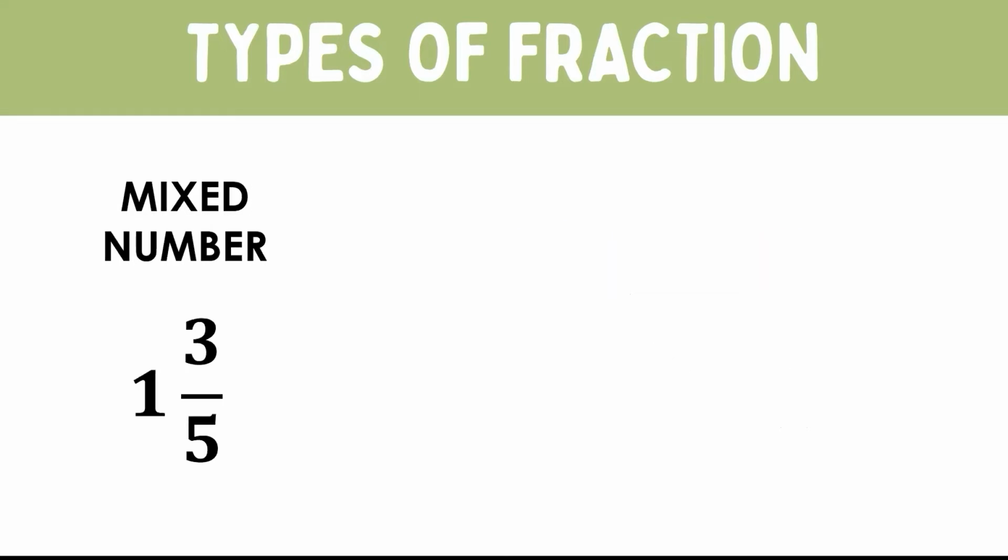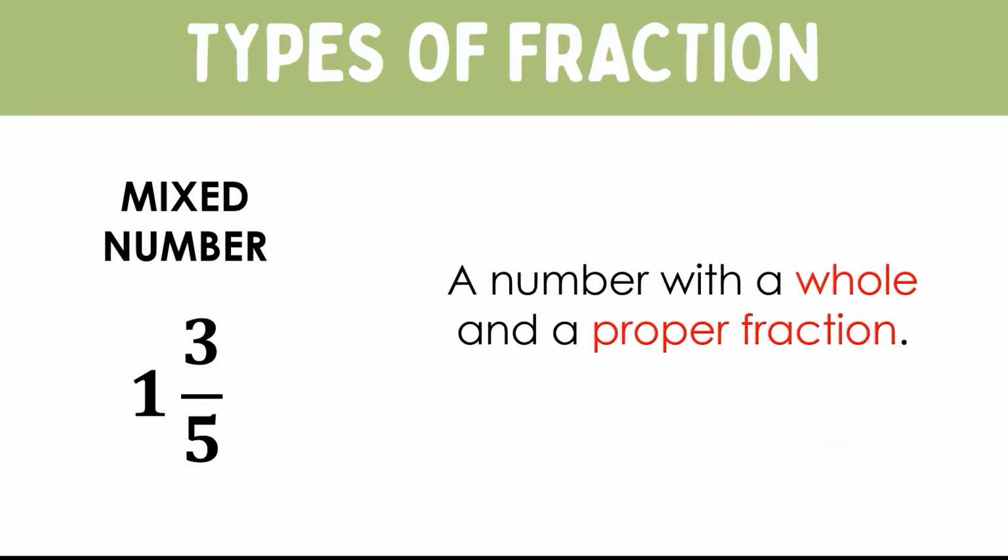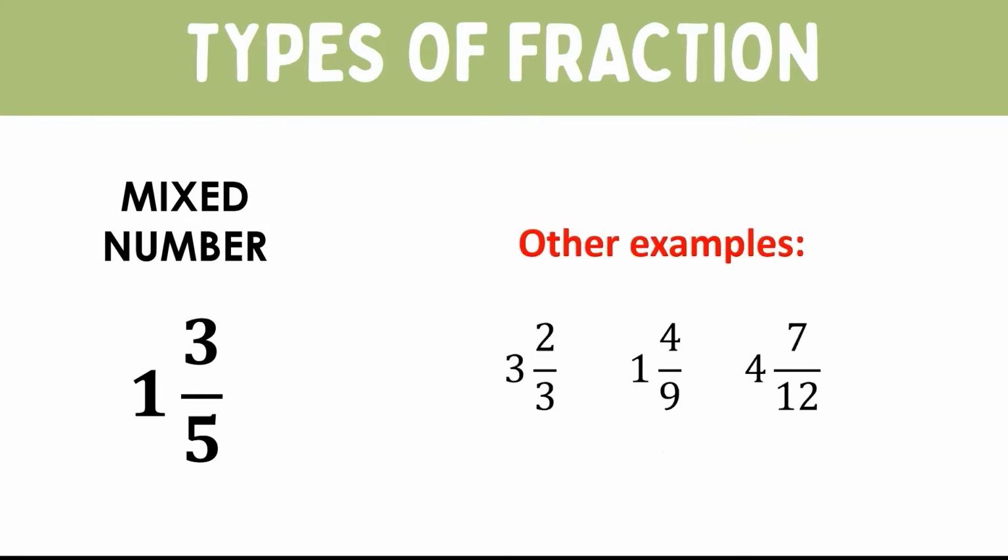Lastly, we have mixed number. 1 3/5 is an example of this type of fraction since it has a whole and a proper fraction. Other examples include 3 2/3, 1 4/9, and 4 7/12. But, did you know that an improper fraction can be rewritten as a mixed number and vice versa?